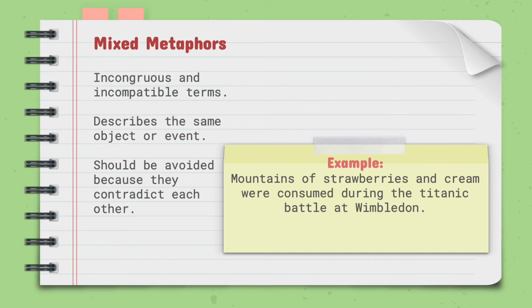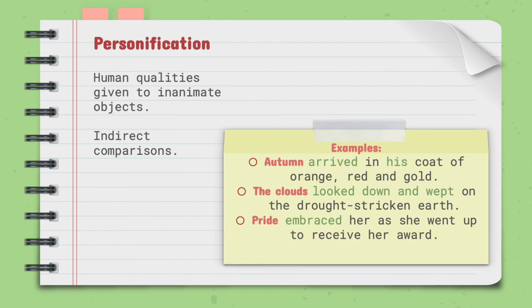We are creating a confusing image of tennis, strawberries, mountains, giants, and wars. This sentence can be very confusing, does not make sense, and therefore should be avoided. On to the next comparison. This comparison is called personification.